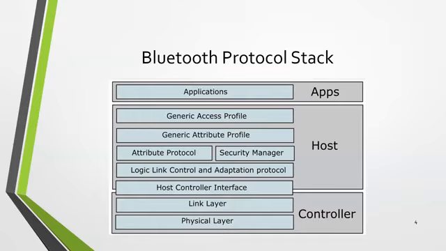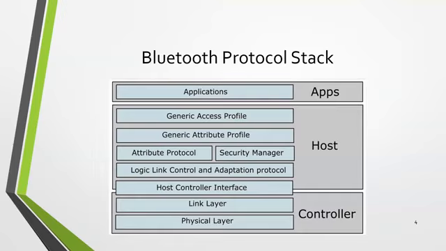Next, the Security Manager Protocol ensures a secure connection between two Bluetooth devices. The Attribute Protocol ensures that data is stored and accessed between devices. GATT, otherwise known as Generic Attribute Profile, structures the data exchanged in Bluetooth. And then GAP, Generic Access Profile, has everything to do with how Bluetooth devices form connections with one another.